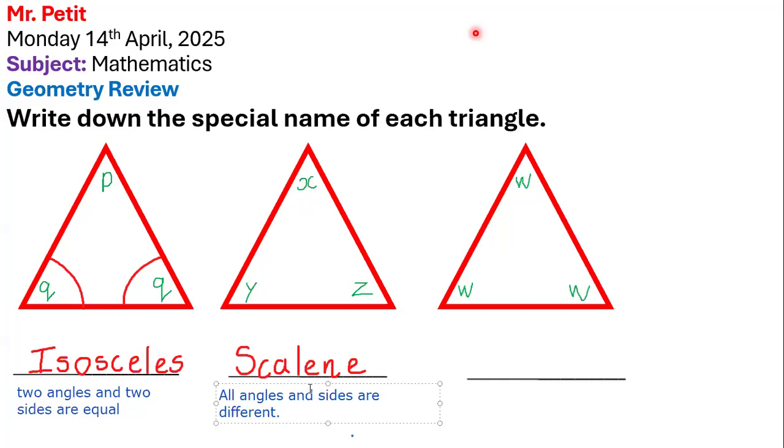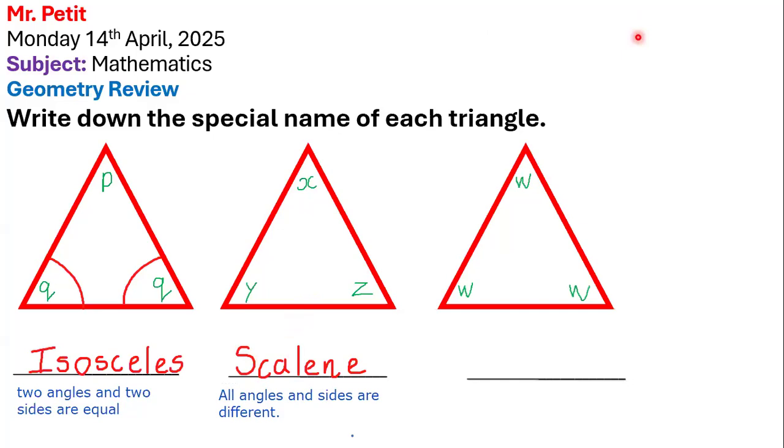Okay. So let me go to someone who I think is not paying attention. Ajani, what type of triangle is this? Scalene triangle. Why do you say it's a scalene triangle? Because all angles and sides are different. Very good. All right. Next, the final one.